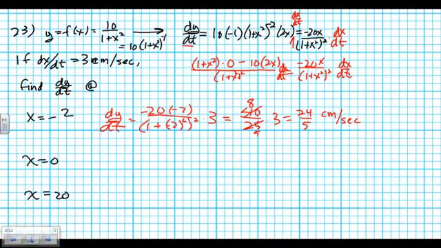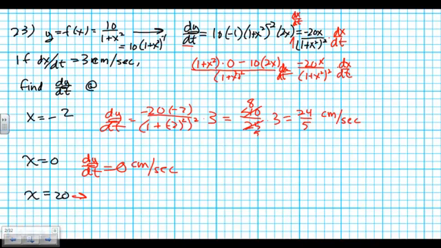Right. By the way, in the second part, dy/dt is going to equal 0 centimeters per second because the top has a 20 times an x. It's going to make the whole thing 0.